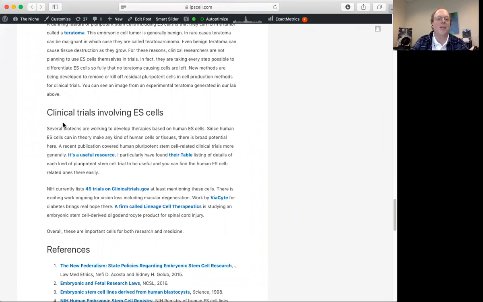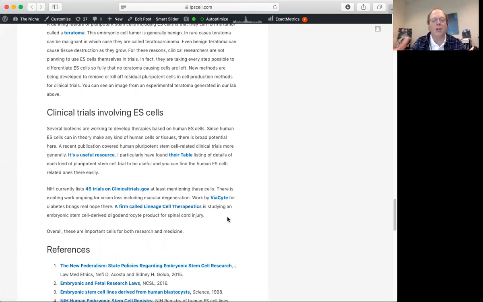And if we look at the different clinical trials that are going on with embryonic stem cells, I currently found 45 on clinicaltrials.gov, the database, that mention human embryonic stem cells. Again, you wouldn't want to use the embryonic stem cells themselves. You want to differentiate them, say, into pancreatic cells, like work that's being done by ViaCyte or by other companies, and get rid of any remaining pluripotent cells before you transplant them in. And for instance, another company called Lineage Cell Therapeutics is testing a product that could potentially help spinal cord injury.